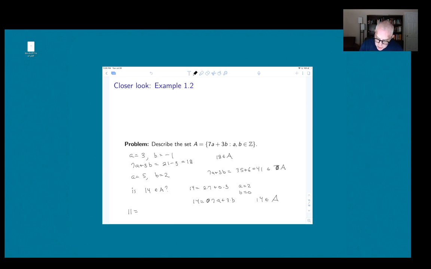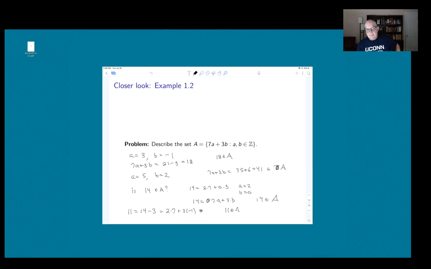You can't have a as 1, because let's look at some examples here. If a is 1, then this is going to be 7 plus 3b, but 11 minus 7 is 4, which can't be a multiple of 3. If a is 2, then this is 14, and 11 minus 14, that seems like it might work, right? 11 is 14 minus 3. So it's 2 times 7 plus 3 times minus 1. And so that tells us that 11 is in A.